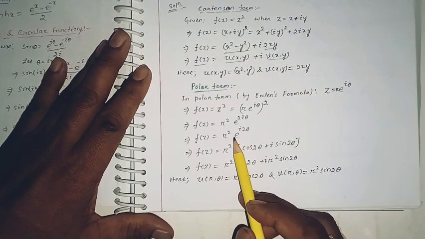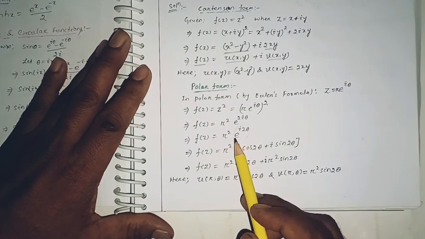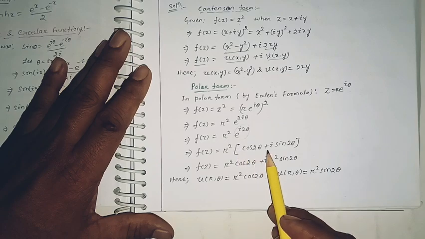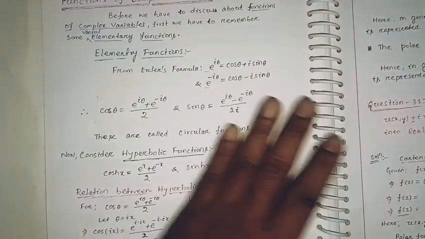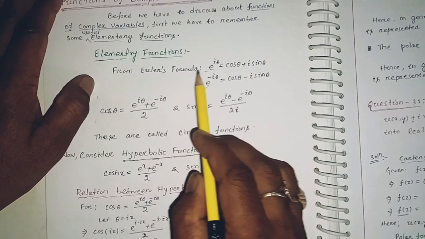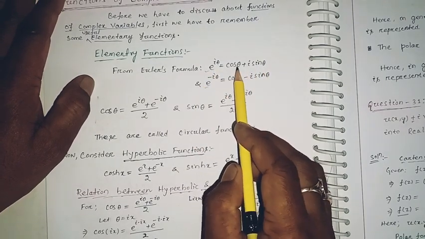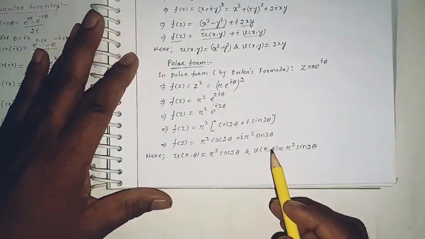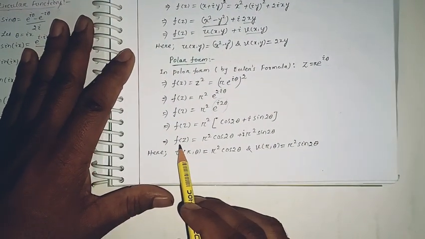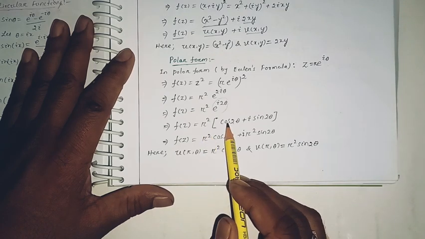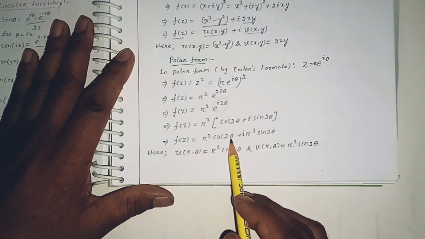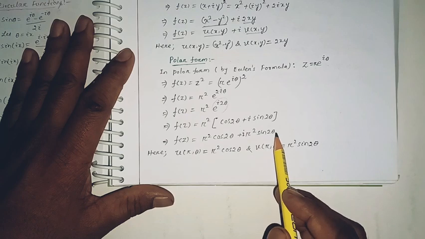By using Euler's formula for this one, we can write cos 2θ + i sin 2θ, because we know that by Euler's formula e^(iθ) is cos θ + i sin θ. So if θ becomes 2θ, cos θ becomes cos 2θ and sin θ becomes sin 2θ. That implies f(z) will be r² multiplied with this, so r² cos 2θ + i r² sin 2θ.